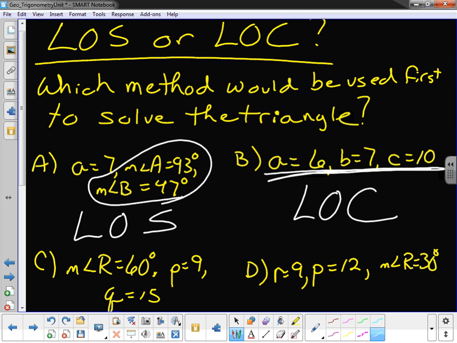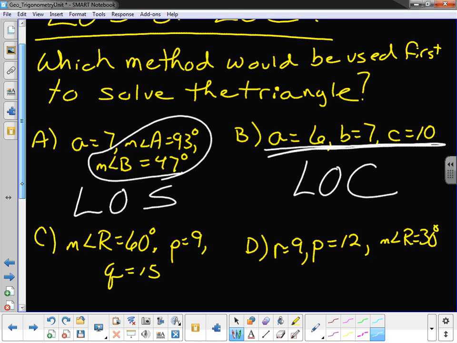So now the other two, I got C and I got D. In both cases, we have two sides and we're given one angle. Two sides and one angle. Now here's what I look for.